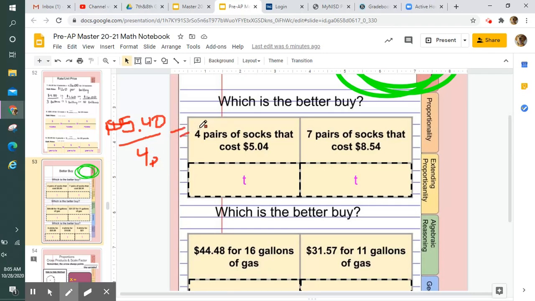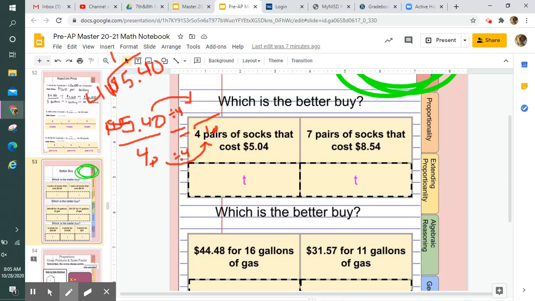Okay, we want to know how much it costs for 1 pair of socks. So how do we get from 4 to 1? Well, we divide by 4. And if we divide by 4 on the bottom, we have to also divide by 4 on the top. So now we have $5.40 divided by 4 is the problem we're doing.